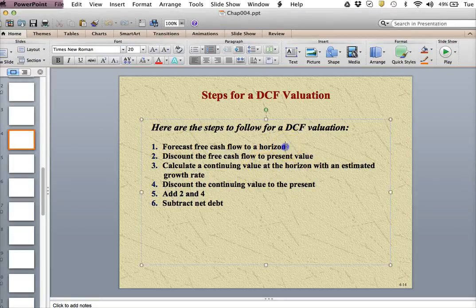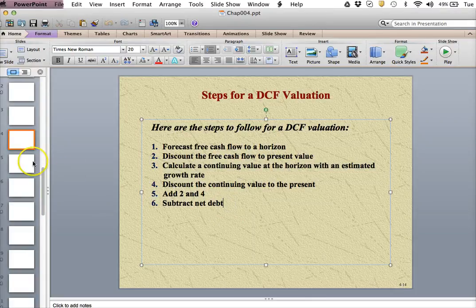First, we forecast the free cash flow to a certain time horizon. Then you discount the free cash flow to present value. And then we calculate a continuing value at the horizon with an estimated growth rate. And then discount the continuing value to present. And then we subtract the net debt.